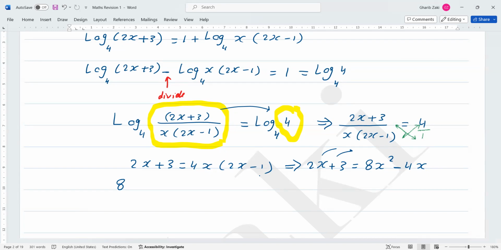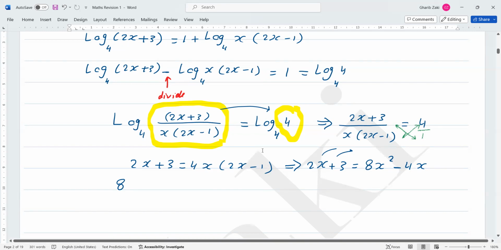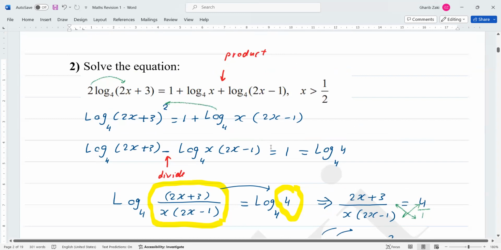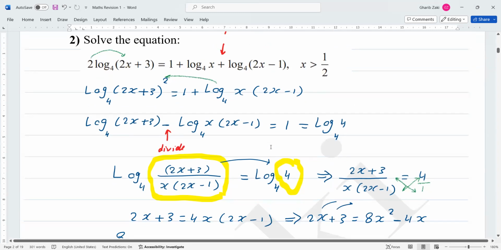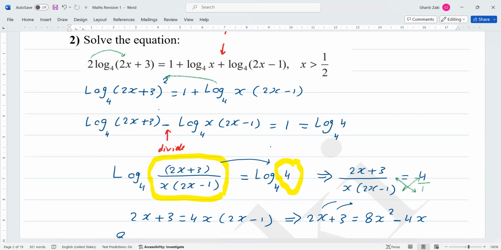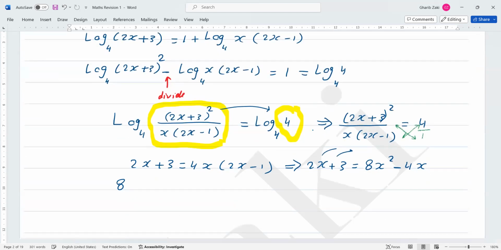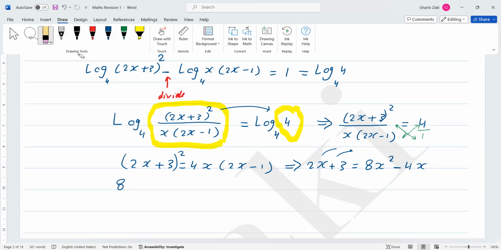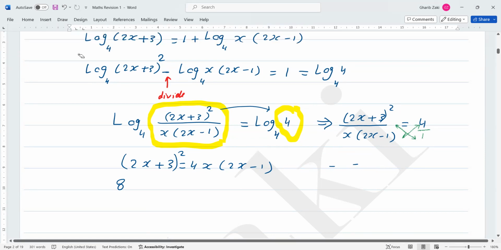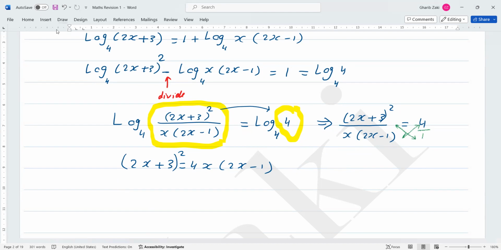Which power? Which power 2? You missed the square of 2x plus 3. Yes, can I check? 2x plus 3. Yes, thank you. So still (2x plus 3) to the power 2. Very good. So it's (2x plus 3) all to the power 2. Okay, thank you very much for this comment. Thank you, Ammar. Thank you, Fatma.